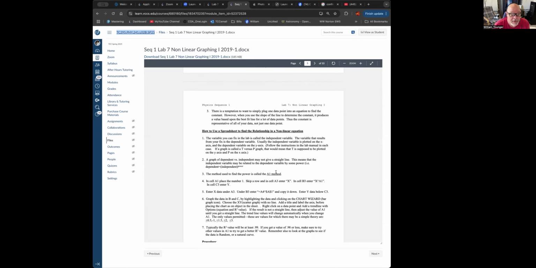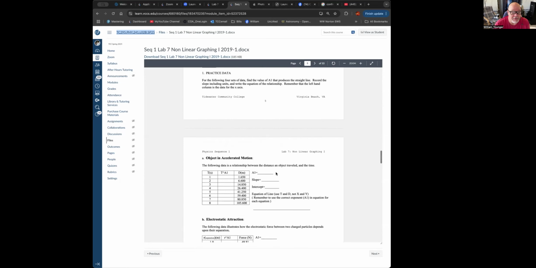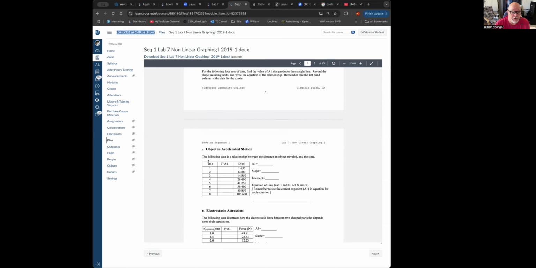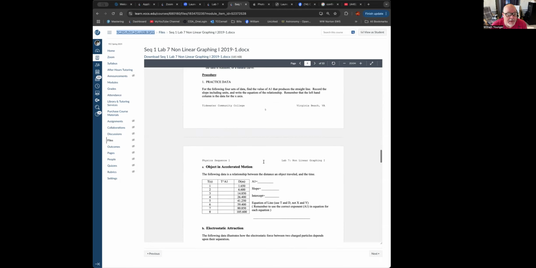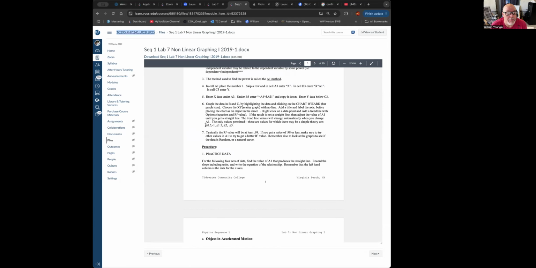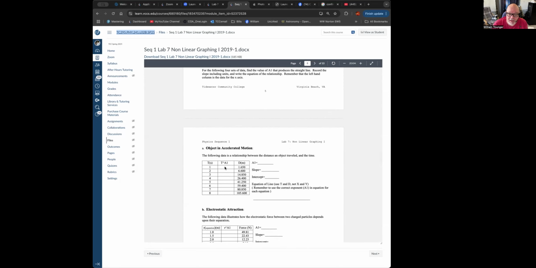So there's the A1 method. What you do is you make a table of data. For instance, in the case of object in accelerated motion, you could say t in seconds is a data point, and if you're going to make d on the vertical axis and t to some power on the horizontal axis, then what you do is you put in cell A1 of Excel a number like any one of these. So you could put in positive 0.5, negative 0.5, negative 1, plus or minus 1.5, plus or minus 2, or plus or minus 3. Each of those can be tried in the A1 cell.